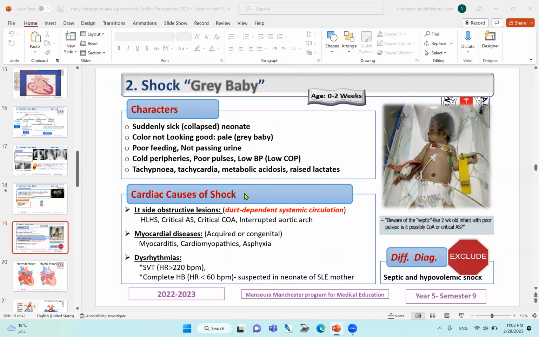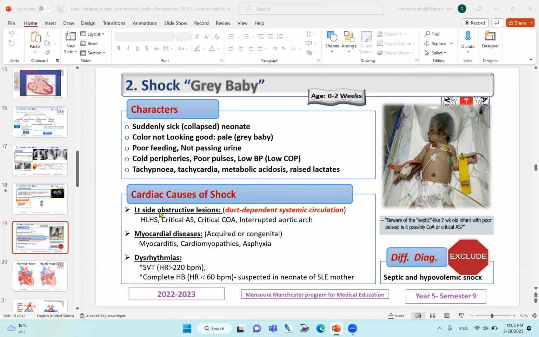The second presentation for our patient is shock, or the gray baby. Also, it happens in the first weeks of life, where you find a baby suddenly sick, collapsed, color is not looking good, pale or gray, as you see in this picture. There is poor feeding, not passing urine, cold peripheries, poor pulsation, low cardiac output, tachypnea, tachycardia, metabolic acidosis, and raised lactate.